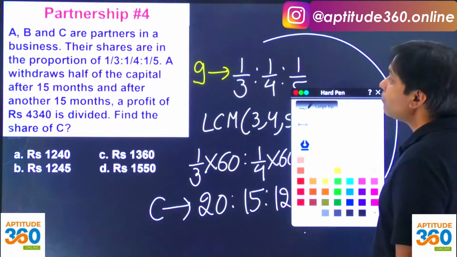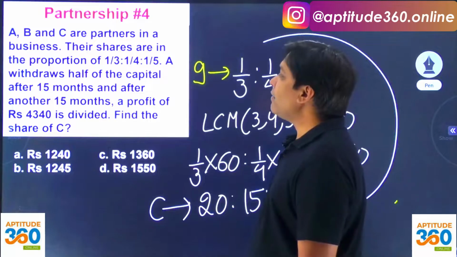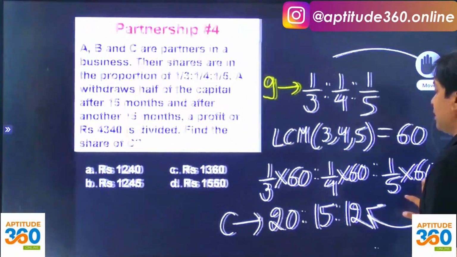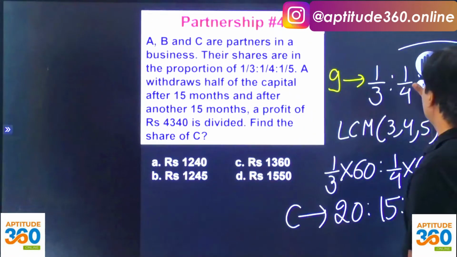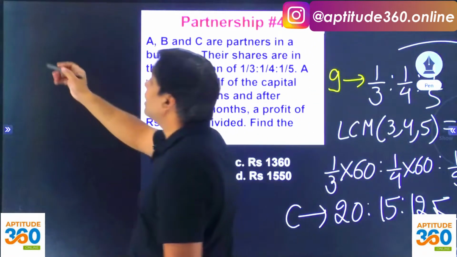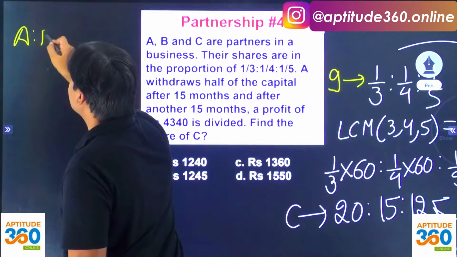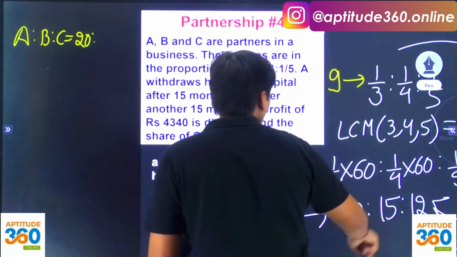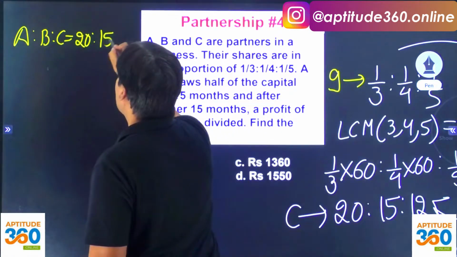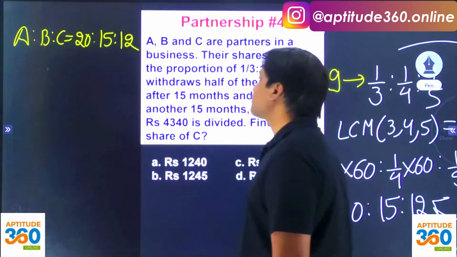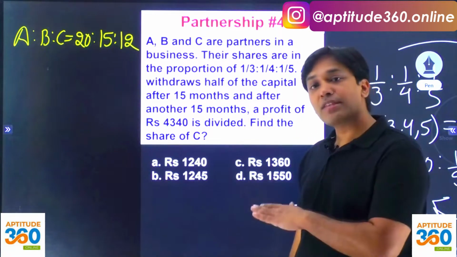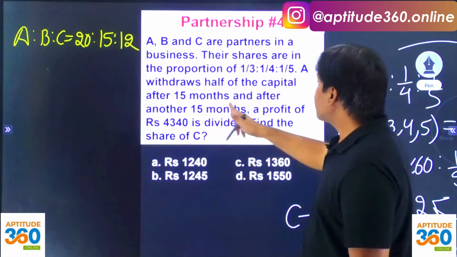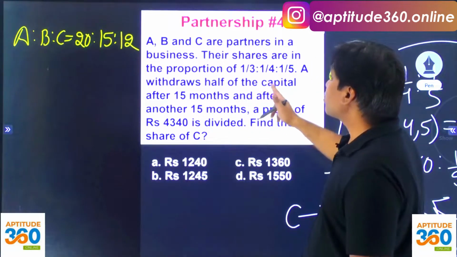दूसरी, now let us say what is that they are talking about. A has withdrawn half of the capital. So let me write it here. A, B, and C, they invested the capital in the ratio of 20, and then 15, and then 12. And it says that the business is there for 30 months. And after 15 months, A has withdrawn half of the capital.